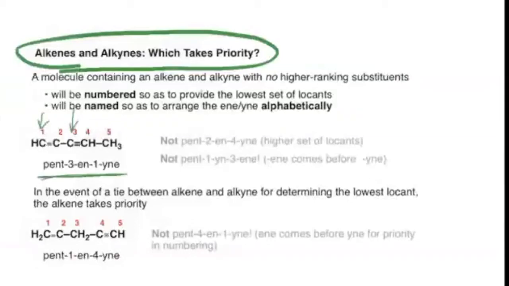So we do not want to number it in the other direction, 1, 2, 3, 4, 5 in that direction, because then our numbers would be 2 and 4 instead of 3 and 1. So 3 and 1 wins. It's also not 1-yne-3-ene, because ene comes before yne alphabetically. So it's pent-3-en-1-yne. And if we look at our second example, it's tied. We could either number it so that the ene gets carbon 1 or the yne gets carbon number 1. And because ene is first alphabetically, that one wins. So it's going to be pent-1-en-4-yne.